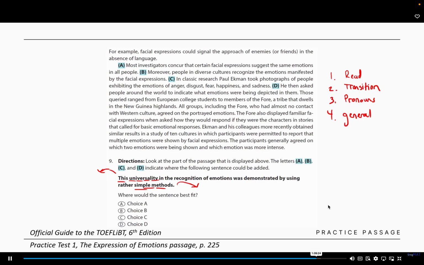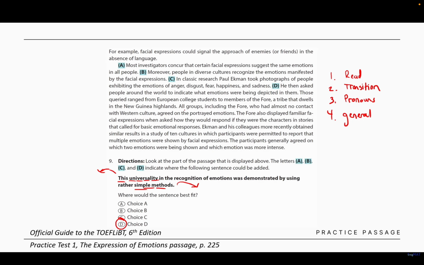All right, let's bring Suvajit back. Hey, Suvajit, with that information, what would you choose? I think I would choose D. D, okay. So if we look before D, do you see anything about universality? Yeah, people talking about emotions of anger, disgust, fear, happiness. So that doesn't mean universality. Universality means it's the same for everybody.